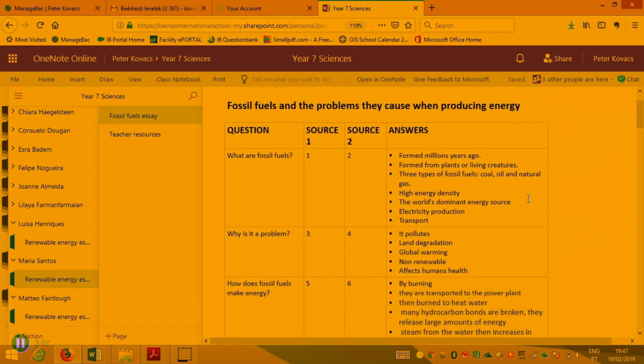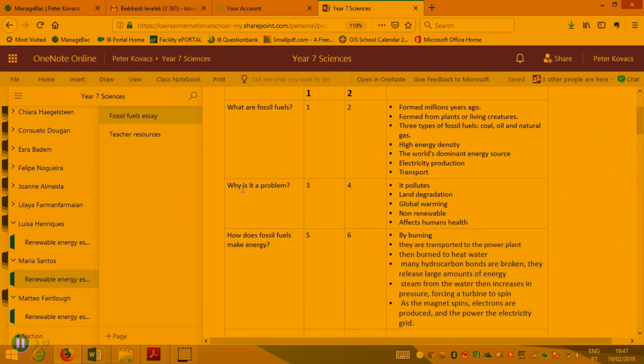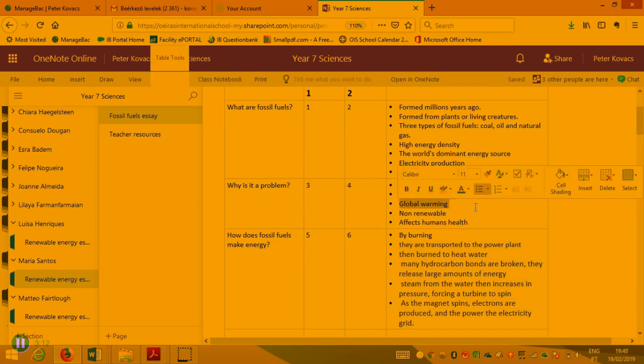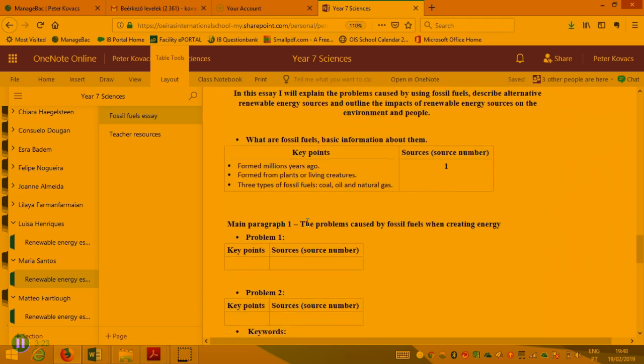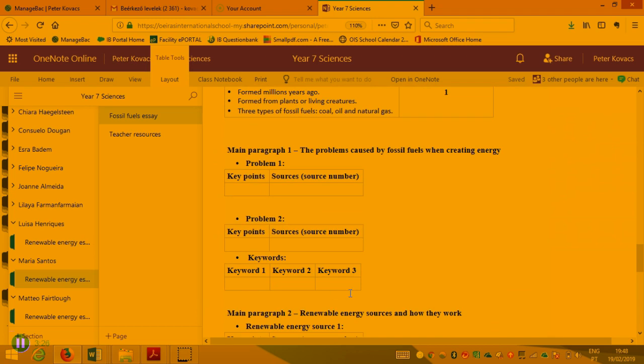If I scroll up here, I see it under the problems section. Well, one thing that I see is global warming. Another one, a good one that I see is non-renewable. So I will include these two keywords over here under the keywords. So I would put global warming and non-renewable. Okay, so I already have two keywords over here. Keyword 3 could be, just as an example, climate change. Those are all good scientific keywords.